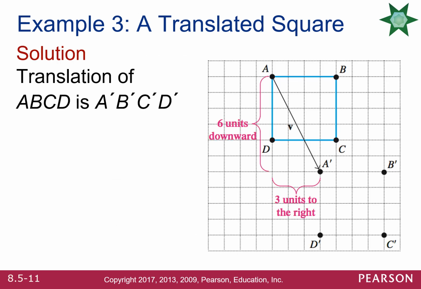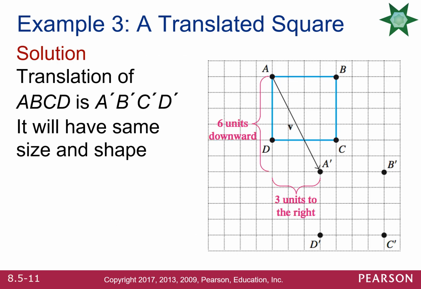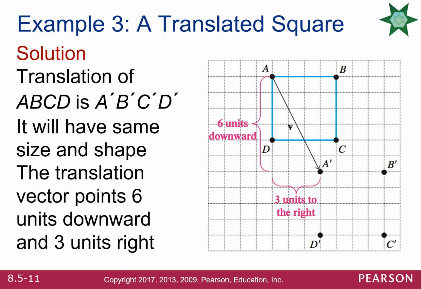So here is the translated square. It will have the same size and shape. The size and shape should be unaffected by the translation, right? And the translation vector points 6 units downward and 3 units right, as we saw in the slide before. And that's exactly what happens. A moved 1, 2, 3 units to the right, and then from its current position 6 units down. So 1, 2, 3, 4, 5, 6 units down.